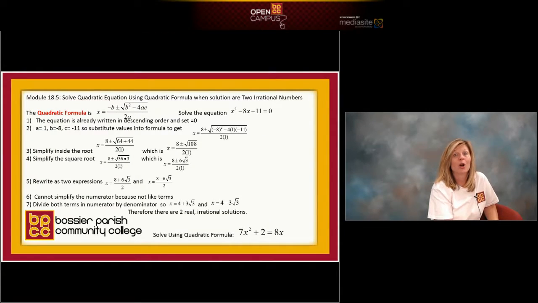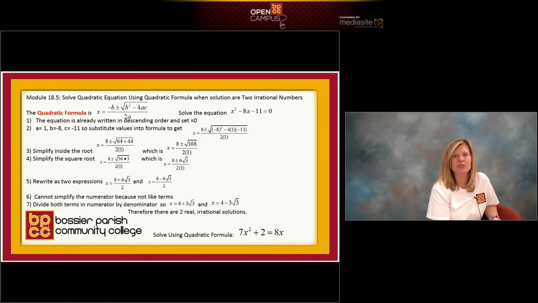Welcome back. We're still going to solve quadratic equations using the quadratic formula. This time I'm going to show you that not all your solutions are going to be rational numbers. Sometimes your solutions are going to be irrational numbers. Now you have to know your vocabulary. Irrational means your number cannot be written as a fraction.